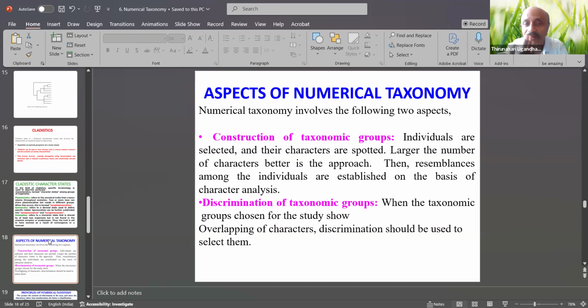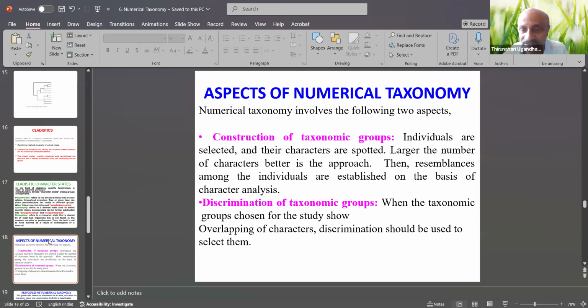A larger number of characters, the better is the approach. With more characters there are similarities in one plant to the other plant. Two such plants belong to the same family. That is also based on the numerical taxonomic level. The plants are grouped into species, into genera, into families.